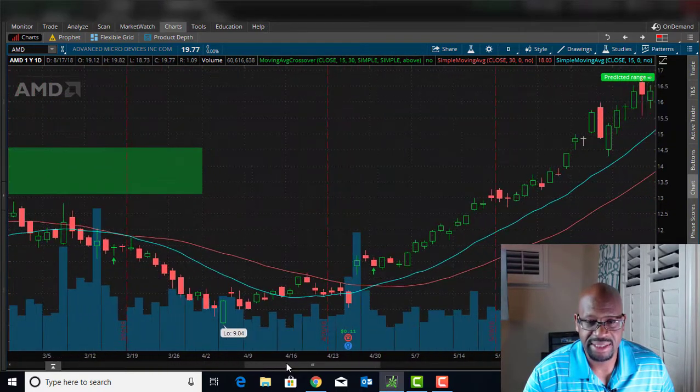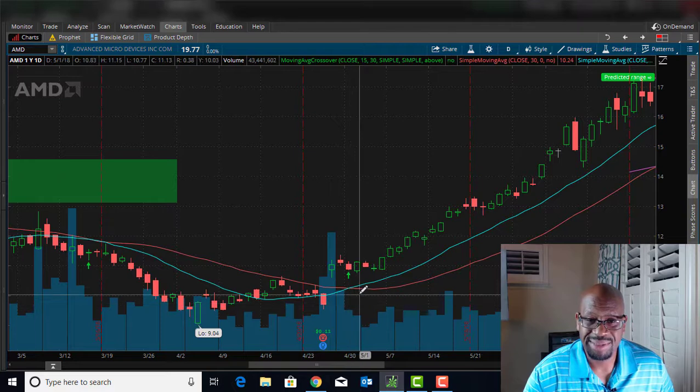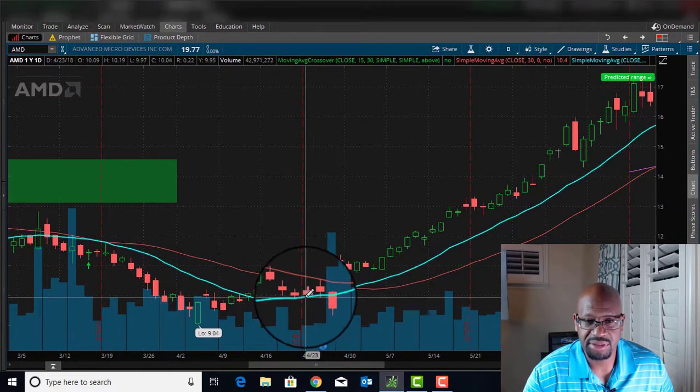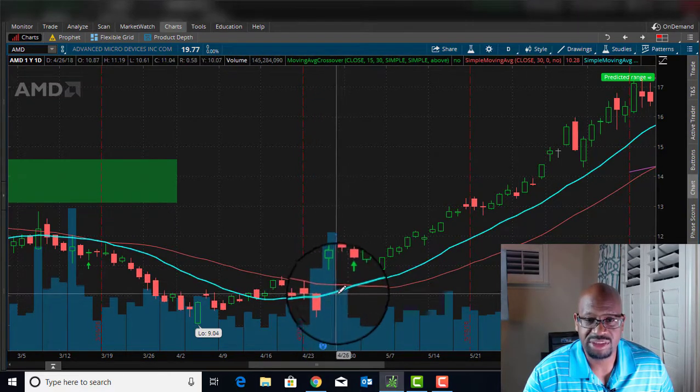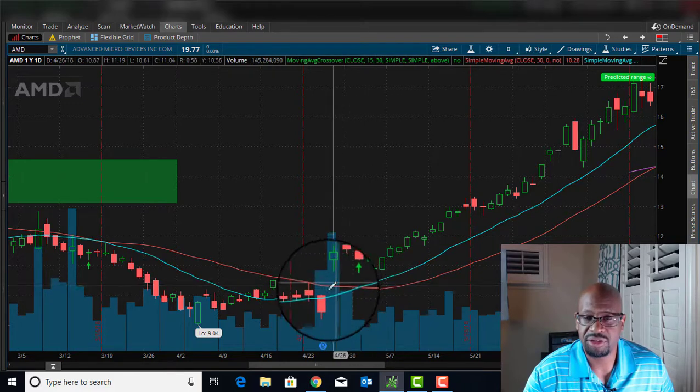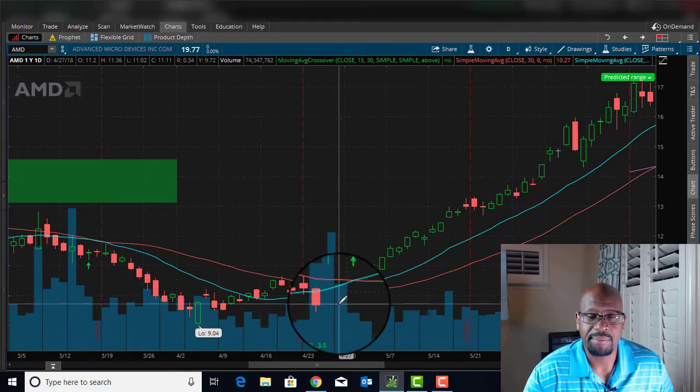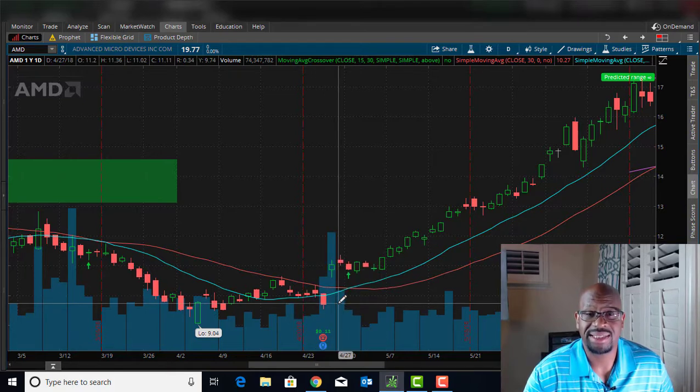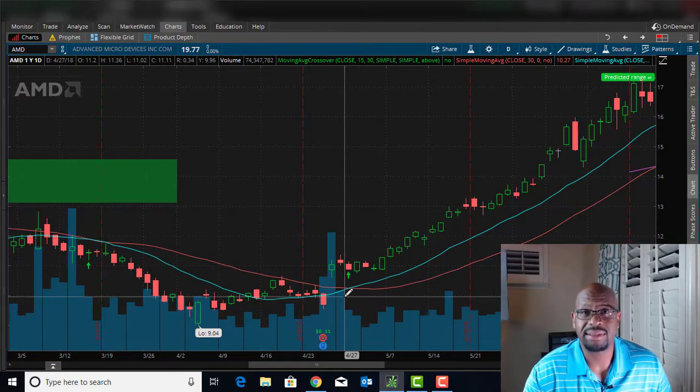Now, on the flip side of that, we've got what we would call a bullish signal, because the 15-day moving average has crossed above the 30-day moving average. That means buying has picked up. The average closing price of the stock in the last 15 days has increased. So that lets me know that there is some momentum building.